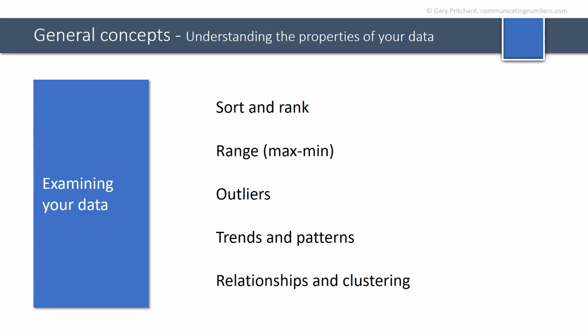Start by considering a few descriptive and statistical properties of the data. Can the data be sorted or ranked in any meaningful order? What's the range, the maximum minus the minimum values for each numeric variable? Are there any outliers, unusually large or small values compared with the rest? Are there any trends or patterns over time? What direction do they go and how steep is the slope? And are there any obvious relationships in the data? Are there clusters? Are there gaps?